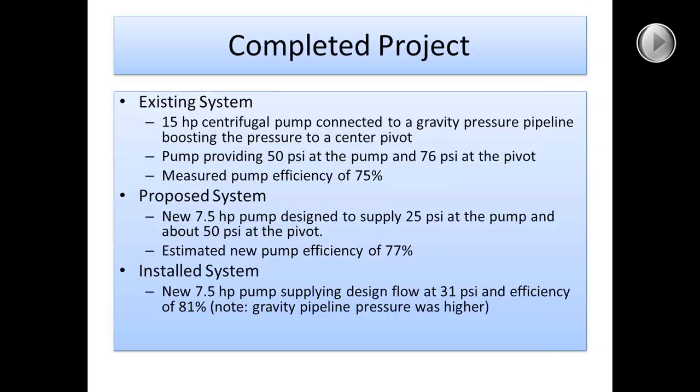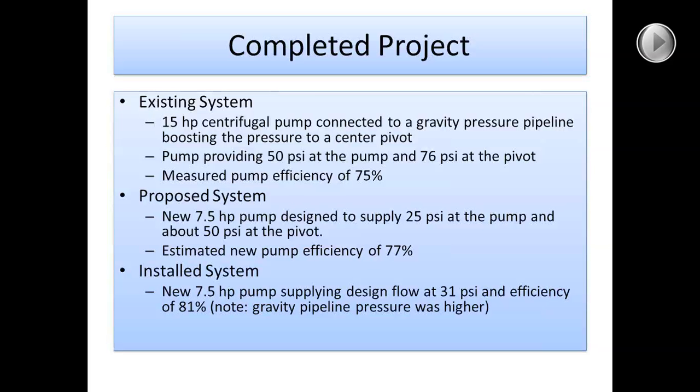We calculated the pump efficiency. It was 75%, which is really pretty good. And so we didn't have any efficiency recommendations necessarily, but we did identify that he'd be able to save energy by reducing his pump pressure. And so what we proposed is that he replace that 15 horsepower pump with a new 7.5 horsepower pump that would give him 25 psi at the pump and 50 psi down at the pivot. We estimated that the new pump's efficiency would be about 77%, so that's a little bit better than where he was at. He actually installed the new pump like we'd recommended.